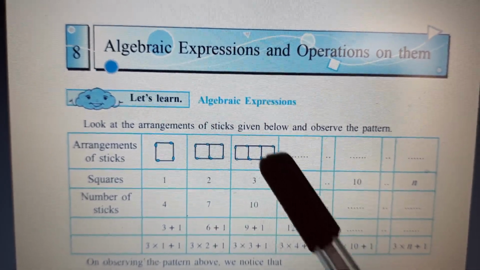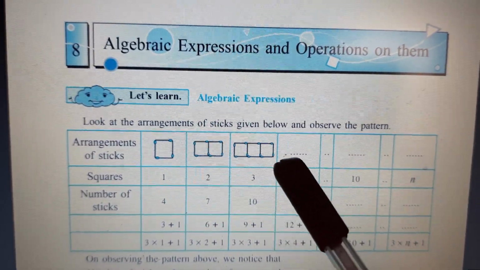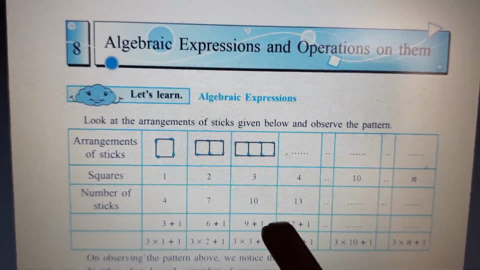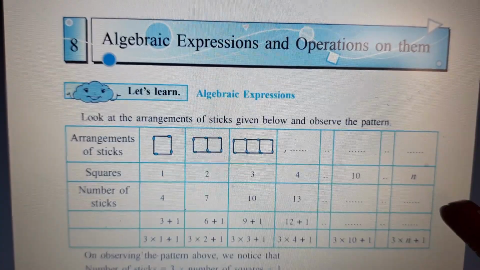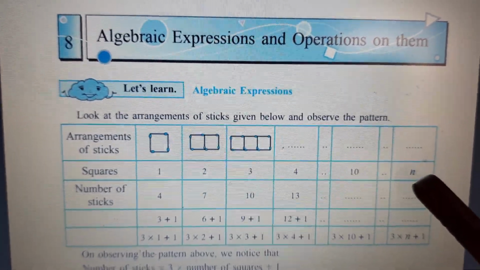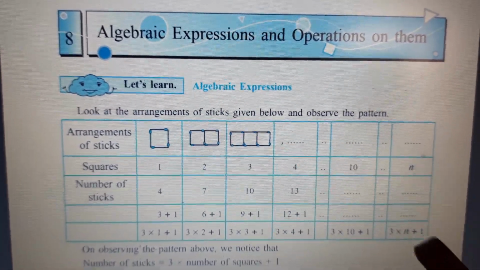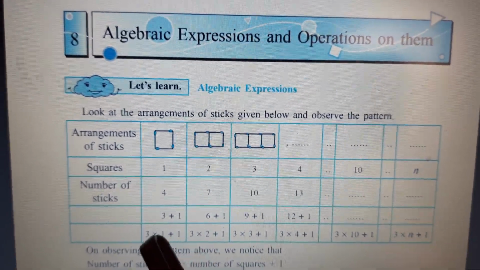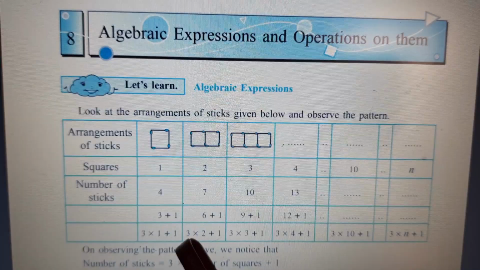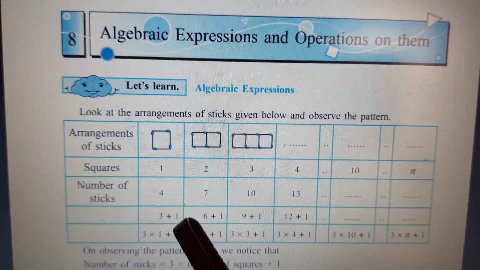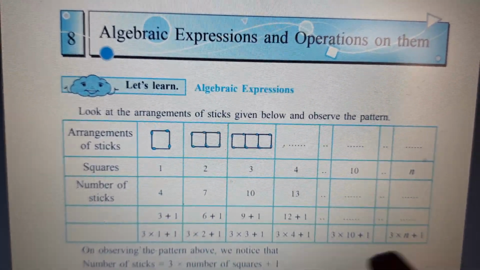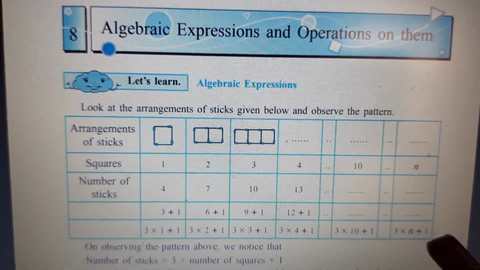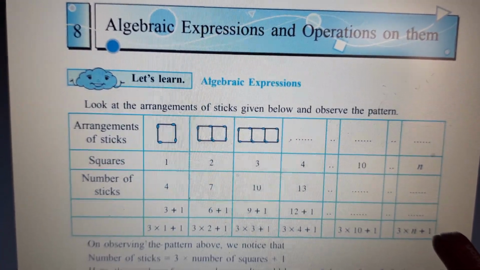In the next figure, we see 3 squares, 1, 2, 3. How many sticks used? 10. That is actually 9 plus 1. So you can go on in this pattern, and for infinite, we say n. So 3 into n plus 1, because here it is 3 plus 1. Okay, that is number of sticks used into another square. Okay, so here it is 3 into n plus 1, a general formula used.